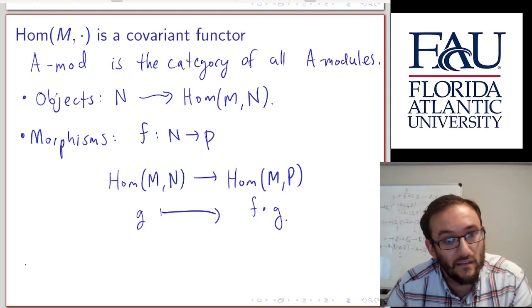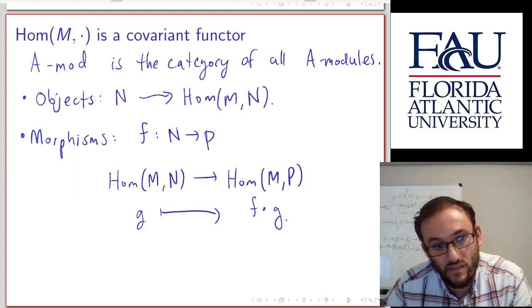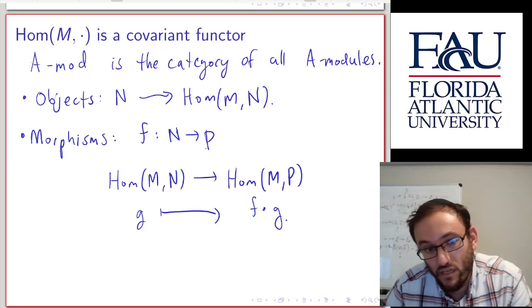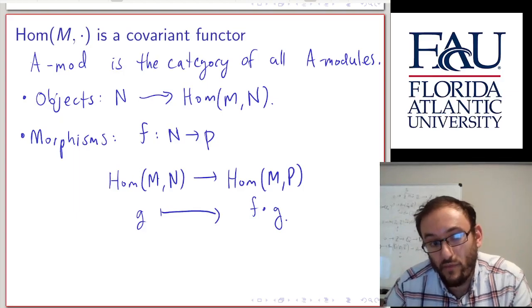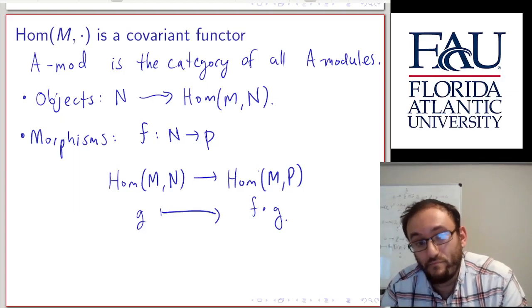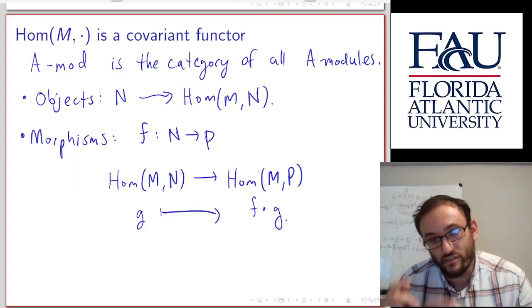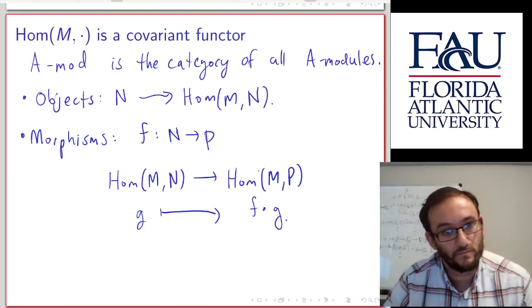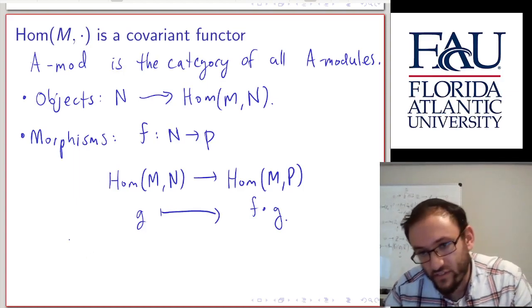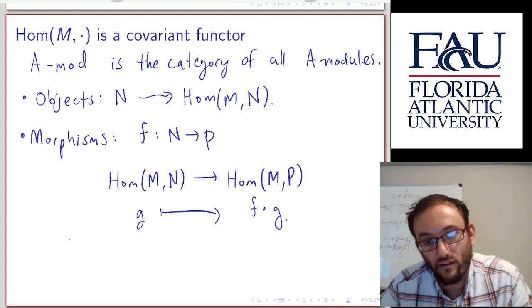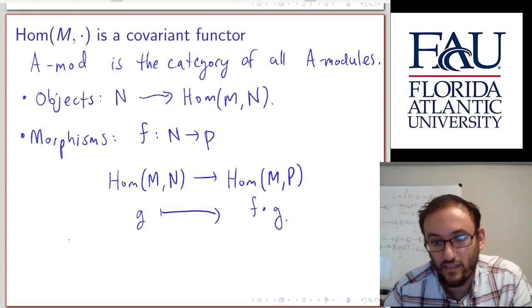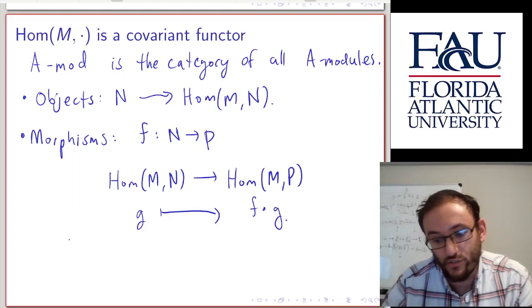And you can tell that since n mapping to p becomes Hom(M,N) mapping to Hom(M,P), it's a covariant functor. It doesn't change the direction of the arrow. Okay, and obviously there are properties you have to check here, that it works nicely with composition and the identity morphism, but that's not hard to do.